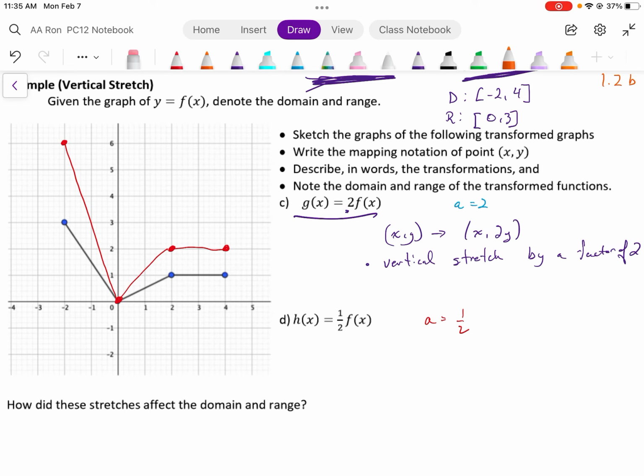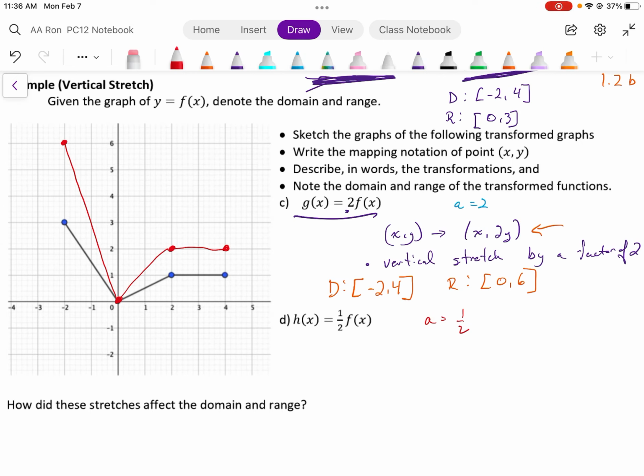How is the domain and range affected? Well, you can almost answer it by just looking at the mapping notation. My domain remains the same. I have done nothing to the x values, but my range is changed insofar as both the endpoints of my range were multiplied by 2. All right.